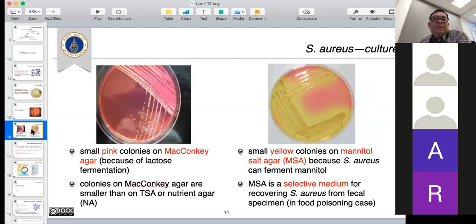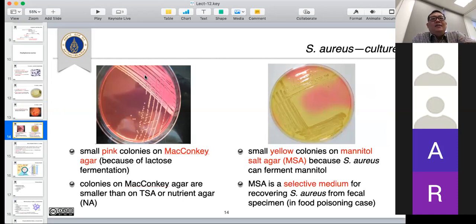Sometimes we culture Staph aureus on McConkey agar. So this is the thing that you need to remember first. You learn a lot in E. coli. McConkey agar is a key medium in E. coli.